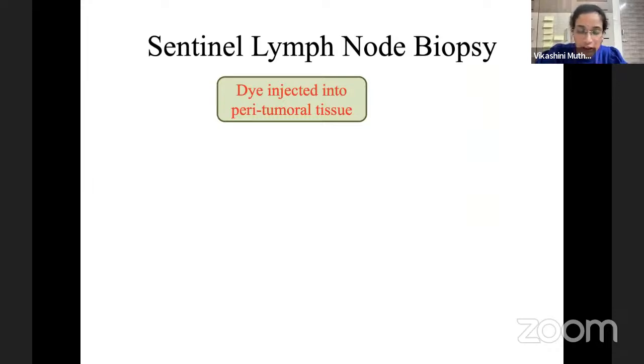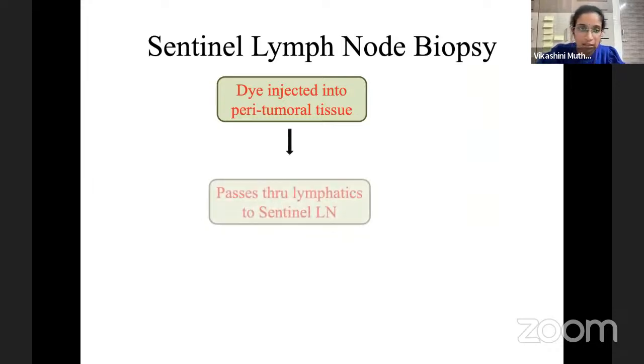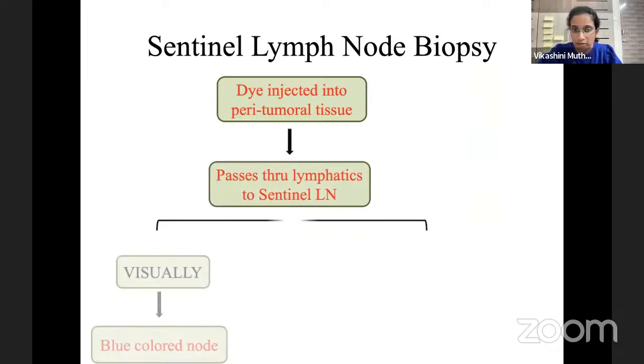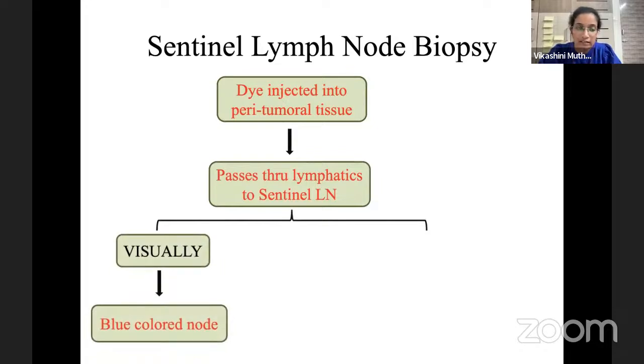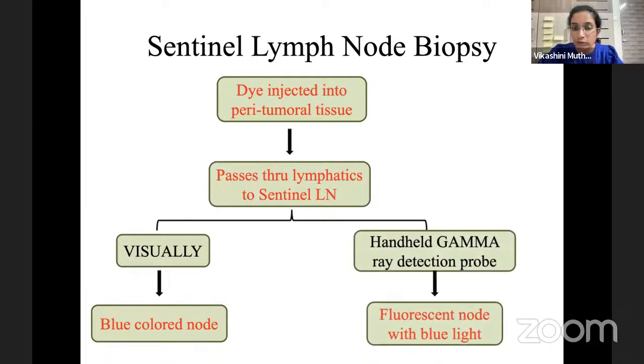You inject this into the peritumoral area and it passes through the lymphatics and reaches the sentinel lymph node. If you have injected a dye, it can be visually seen as a blue colored node, especially with methylene blue dye. If you have used a radioisotope, it can be detected using a handheld gamma ray detection probe, whereas the fluorescent node can be seen with blue light.